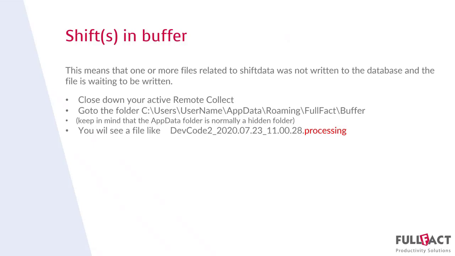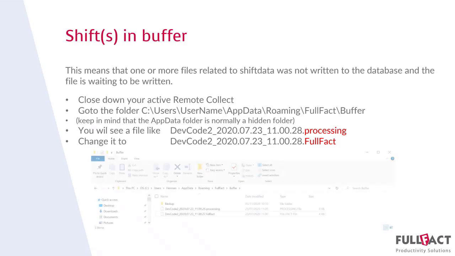In this folder, the full fact buffer, you will see a file like devcode, and it's processing, and you can change it back to devcode, etc. to .fullfact extension. When you change it this way, it will also be visible, and next time you start your Remote Collect, it will be picked up by Remote Collect and also written to the database in the end.